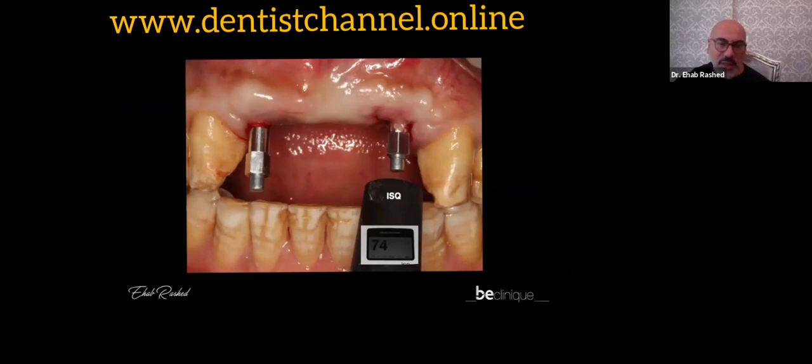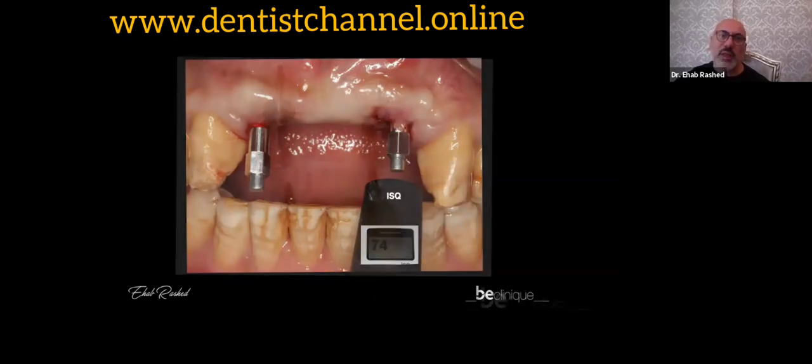So this implant is placed in a grafted site, not a site that was already there. So we grafted the site, and we placed our implant in totally grafted bone. And look at the stability. It's 74 ISQ, which is quite good and quite high. So we know that we can load our bridge on the implant.